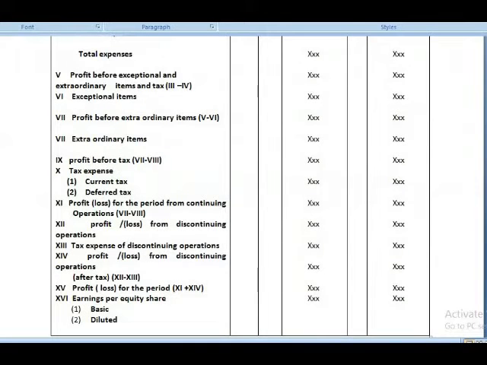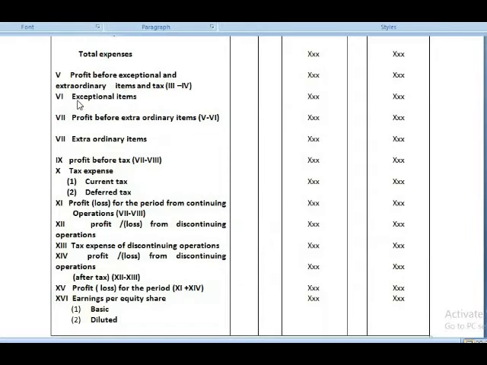Then the next item is exceptional items. Exceptional items are items that should be disclosed in the statement of profit and loss. For example, the cost of restructuring, the cost of disposal of items of fixed assets, cost of legislative changes, cost of litigation settlement, and reversal of provisions. These are examples of exceptional items.